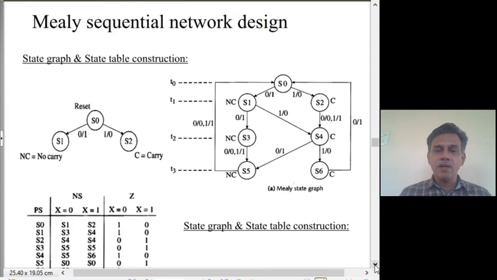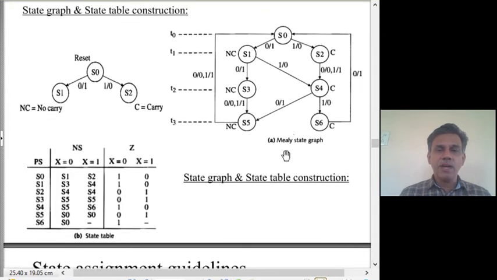The next step is to convert it into a state table. Translate the state graph to a state table, then only we can go about realizing it. So how do we do it? We have here the present state denoted as PS. For each present state, we will list out the next state denoted as NS for two possible input conditions, x equal to 0, x equal to 1. And we will also list out the output Z for the two input cases 0 and 1. So this we will extract from the state graph and populate it in the state table.